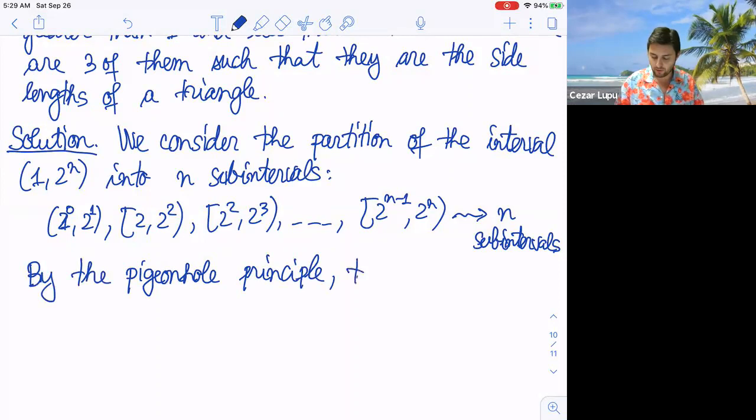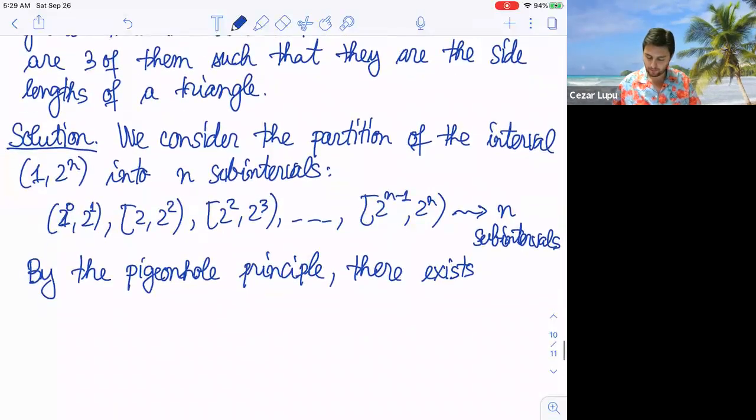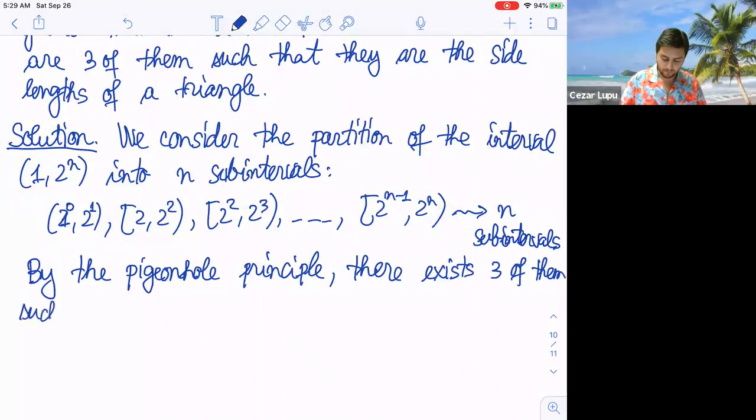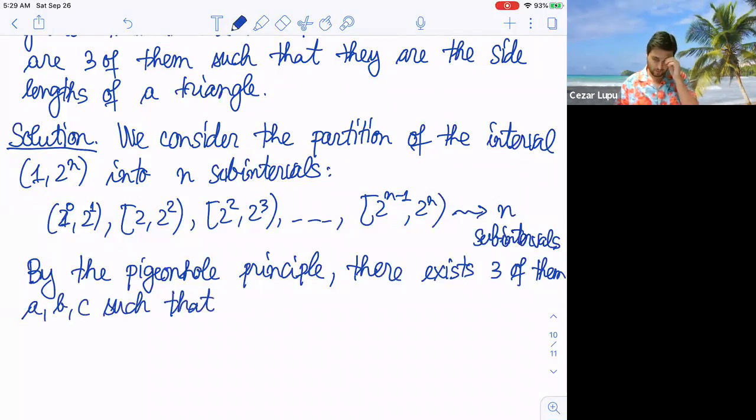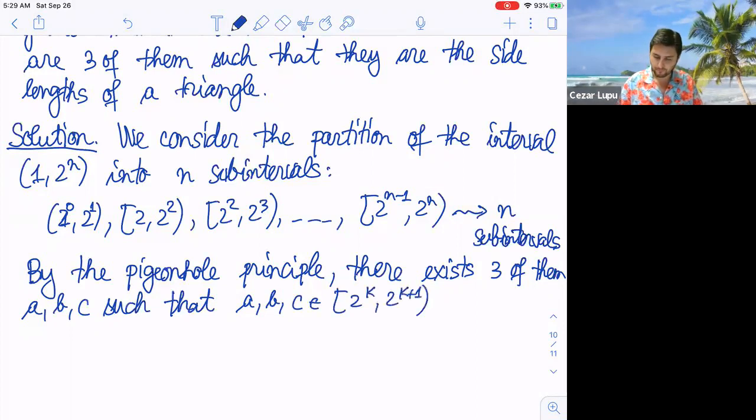there exist three of these numbers, let's say A, B, C, such that these numbers are in this interval, let's say 2 to the k and 2 to the k plus 1, for k from 0 to n, right? So they're in this interval.